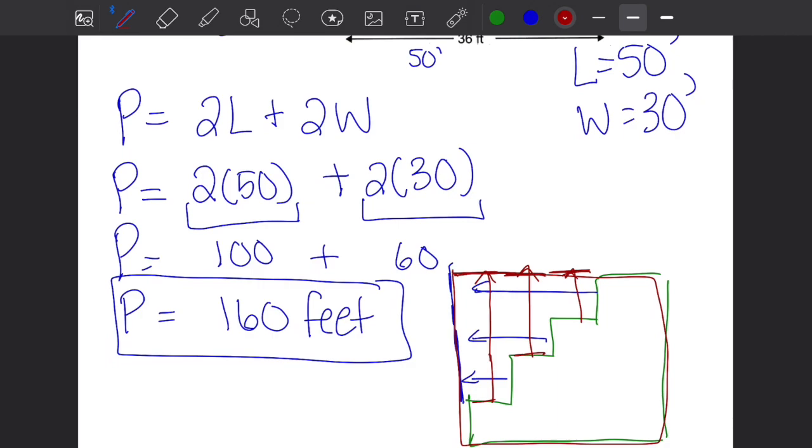Okay, so that concludes our first example. In the next video, we will tackle another example that has circles.